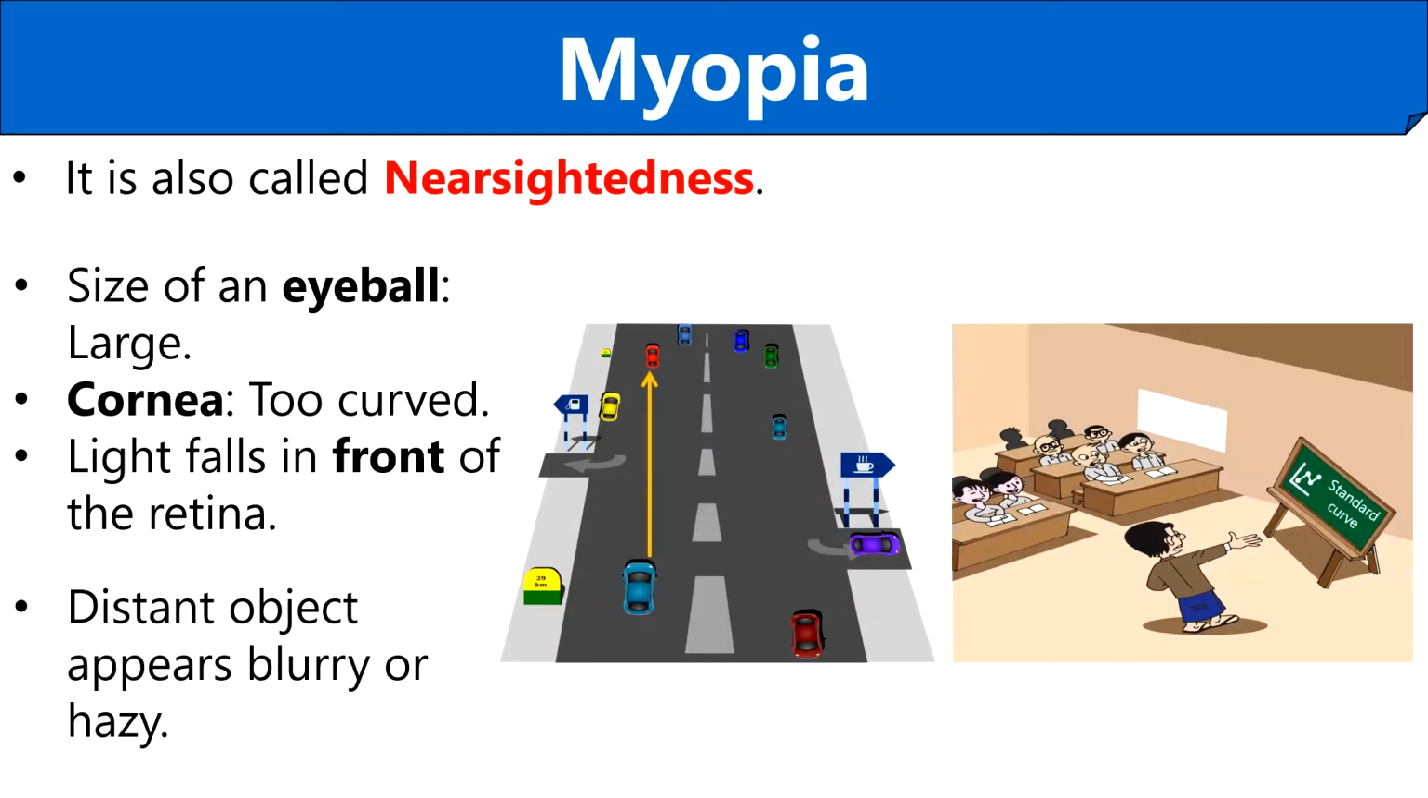In myopia, the distant objects are blurry. For example, a person with untreated myopia could not see the distant vehicles. Similarly, a student who is facing difficulties in reading letters written on the blackboard is also suffering from myopia.